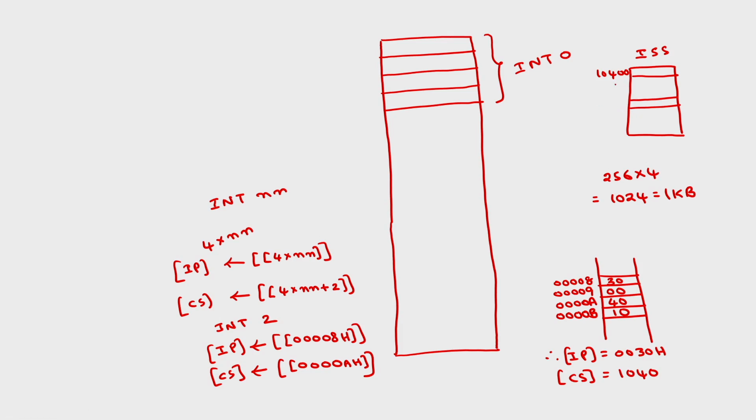This is called 00 with an offset of 0030H. Then this address becomes 10030H, 10430H. So you see the starting point of the interrupt service subroutine, the starting address of the interrupt service subroutine for INT2.